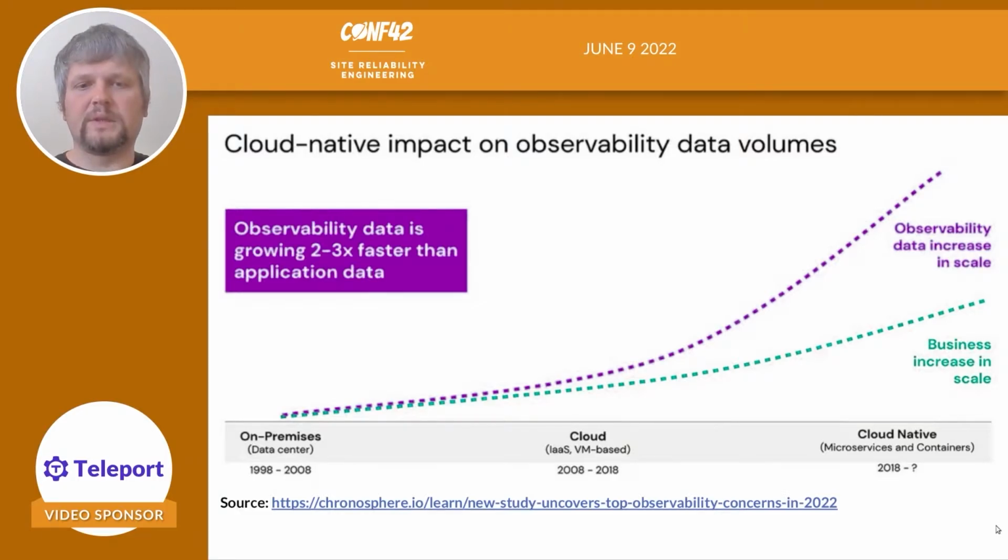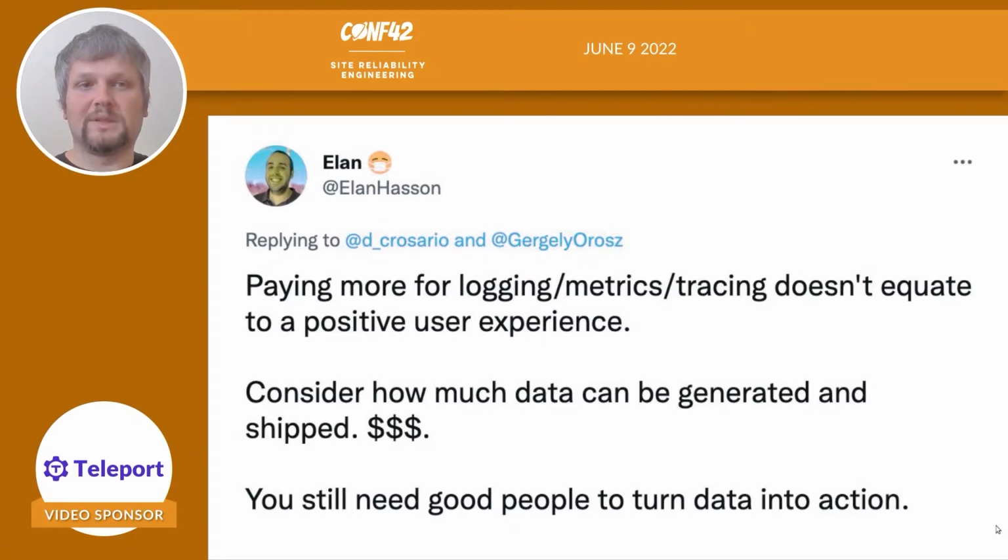According to recent surveys, from this survey, for instance, you can see that the amount of monitoring data increases 2-3 times faster than the amount of actual application data. And this is not so good. For instance, some people on Twitter also noticed it and said that this is not good because the costs for storing monitoring data increase much faster compared to the costs for storing application data.